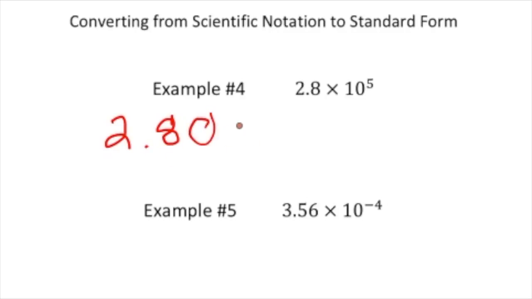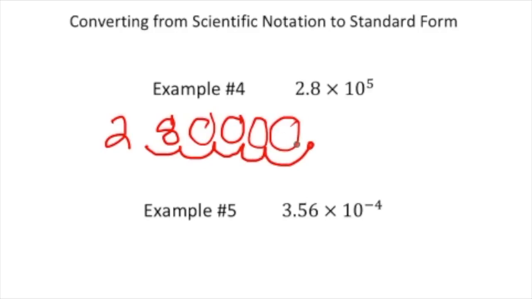So I'm going to add some zeros. And now we can move it 5 spots to the right. So it's going to be 1, 2, 3, 4, and 5. So there it is. So our answer is going to equal 280,000. So 2.8 times 10 to the fifth is equal to 280,000 in standard form.